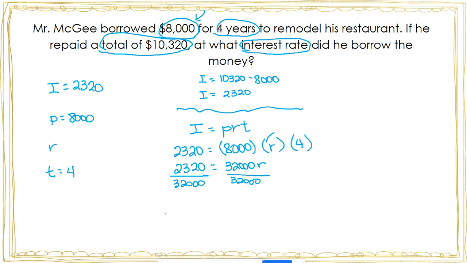When I divide this, I get 0.0725. On this side, these will cancel to leave me with R. That means that the interest rate is 0.0725. But we remember that rates are always represented as percents. This rate is in decimal form, and I need to change it to a percent. So I need to move my decimal 2 places to the right. This makes a percent of 7.25% interest rate.